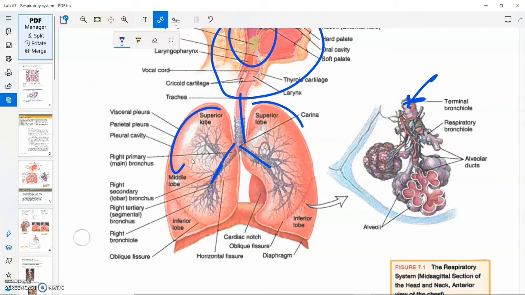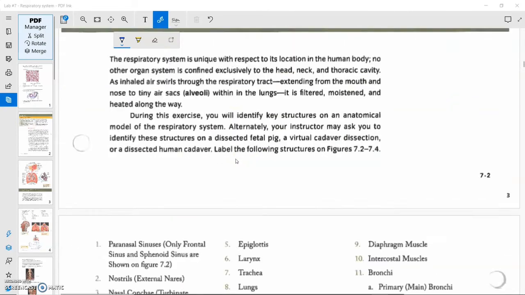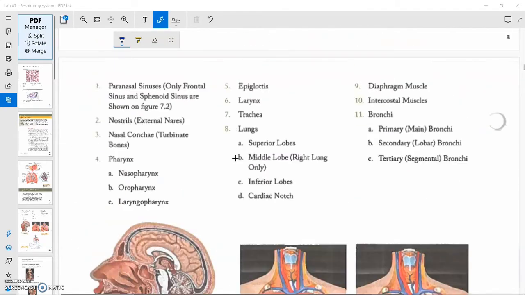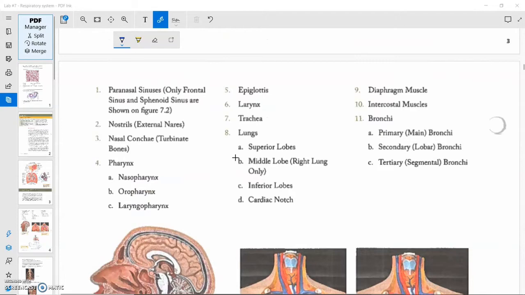Starting at the respiratory bronchioles, alveolar ducts, and alveoli, that's the respiratory zone of the respiratory system. This is the part of the respiratory system that is essential for gas exchange. So we will try to figure out the general anatomy of the respiratory system.